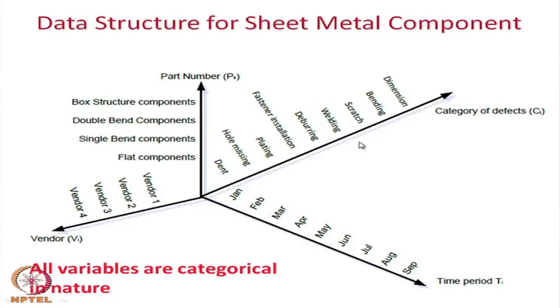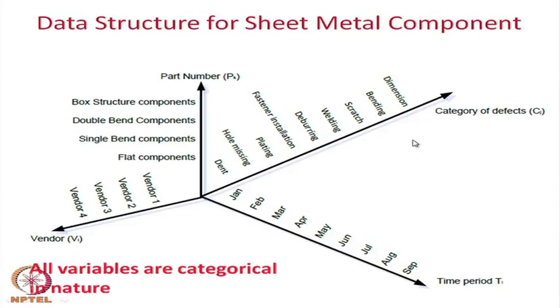One is the sheet metal component part number: box structure component, double bend component, single bend component, flat component, that means four categories. There are different vendors. That company has more than 50 vendors, around 70-something, but four vendors supply the sheet metal component. So vendor 1, vendor 2, vendor 3, vendor 4. This is another categorical variable.